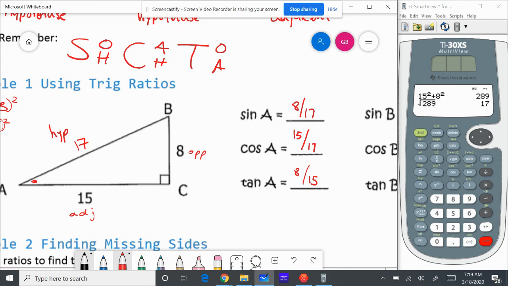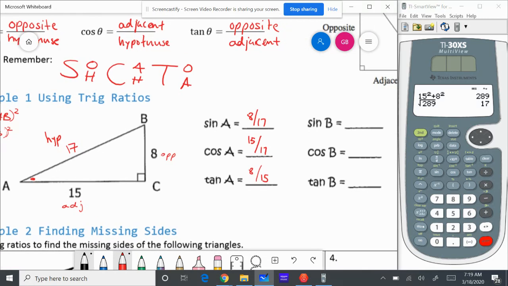Okay. Now, the sine, cosine, and tangent of B are going to be different because now we're at a different angle. We're at this angle over here. So I'm going to write this in blue. For angle B, 15 is the opposite side. 8 is the adjacent side. 17 is still the hypotenuse. That stays the same. So the sine of B is 15 over 17. The cosine is adjacent 8 over hypotenuse 17. And the tangent is opposite 15 over adjacent 8.